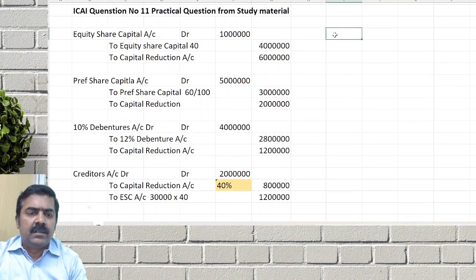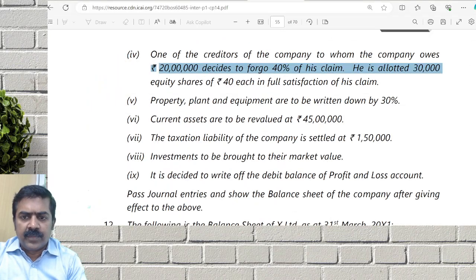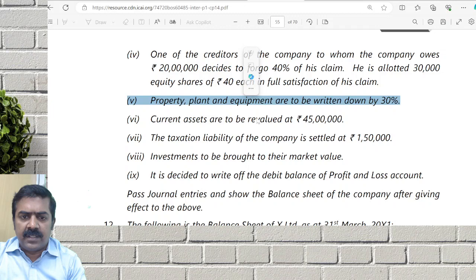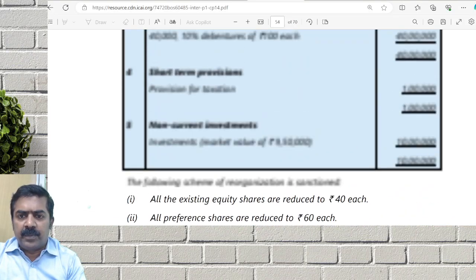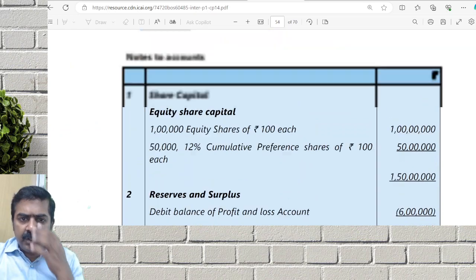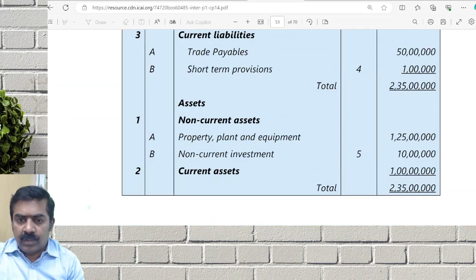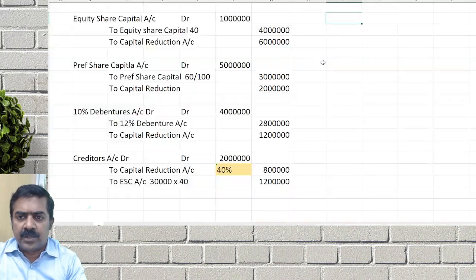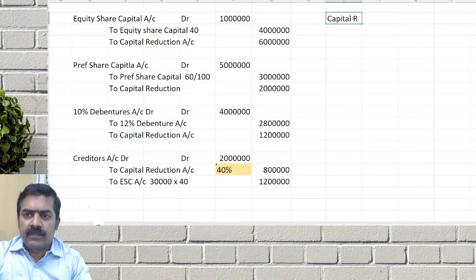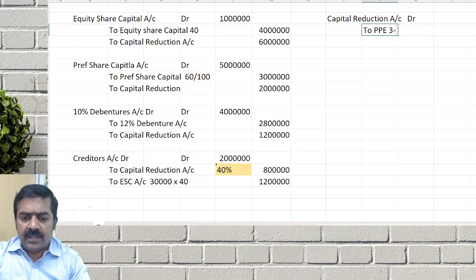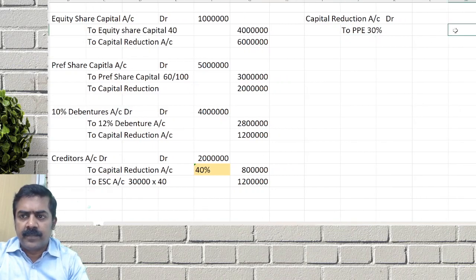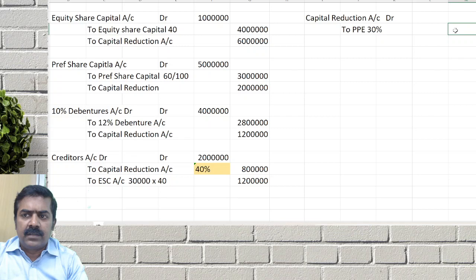Then what is the next one? Plant property and equipment written off by 30%. Okay. What is the plant property equipment value? Plant property equipment value 1 crore 25 lakhs. 30% write up பண்ண சொல்றாங்க. What is the entry we will pass? Capital reduction account debit to PPE. 30% write up பண்ணுங்க. How much? 37 lakh 50,000.